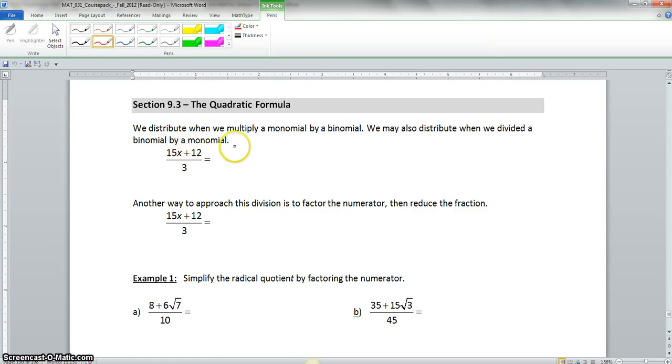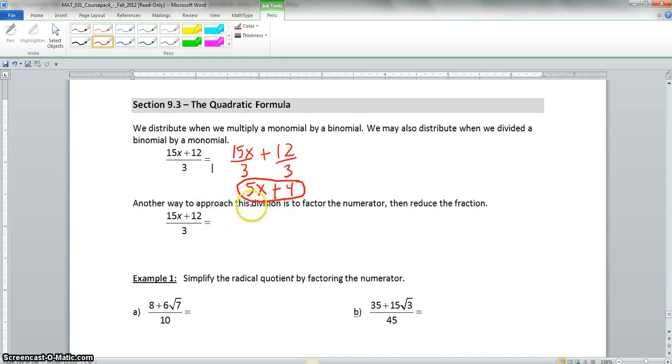What we would have to do here is take 15x divided by 3 plus 12 divided by 3. Now we know 15 divided by 3 is 5, and we bring down our x. Plus 12 divided by 3 is 4. So our final answer here is 5x plus 4.